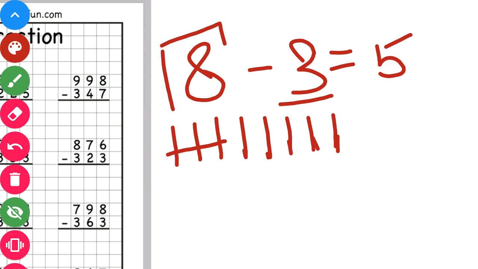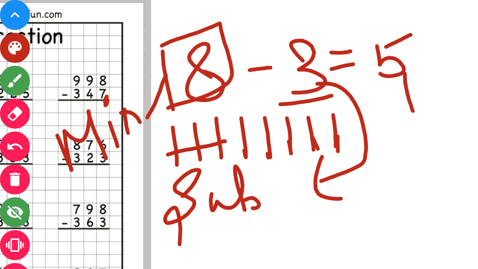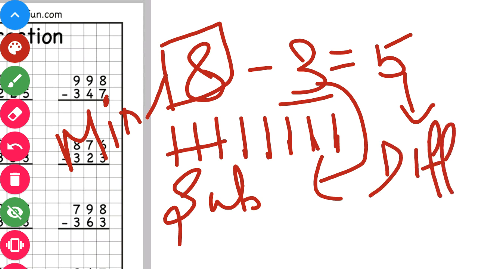So 8 is the greater number, so this will be minuend. 3 is the smaller number, so 3 will be subtrahend. And 5 is the outcome. 5 is the answer. So 5 will be difference. Okay, kids. So this is basic information about subtraction.